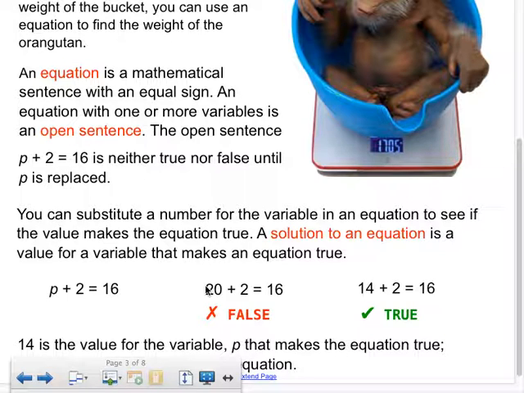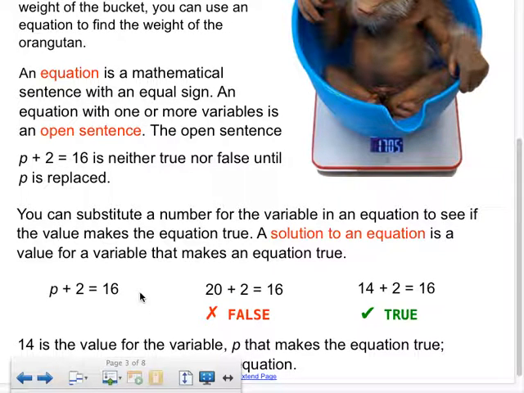An equation with one or more variables is an open sentence. You will see that on a quiz or a test. You need to know that, okay? The open sentence, p plus 2 equals 16, is neither true nor false until we put in a value for p, until we replace p with a value, okay? So that's an equation, but an equation is neither true nor false. But when we substitute for the variable, in this case p, then we determine is it a true statement or not. Now, what happens if it's a true statement and what happens if it's a false statement?